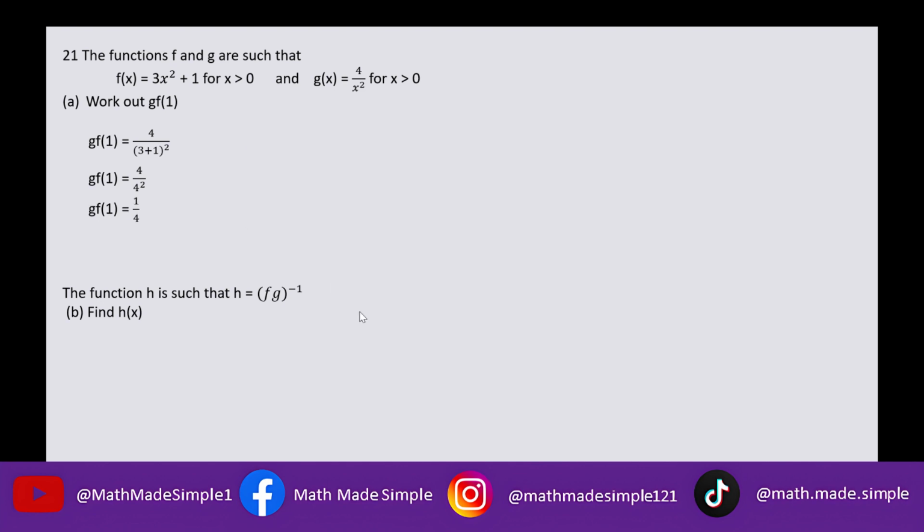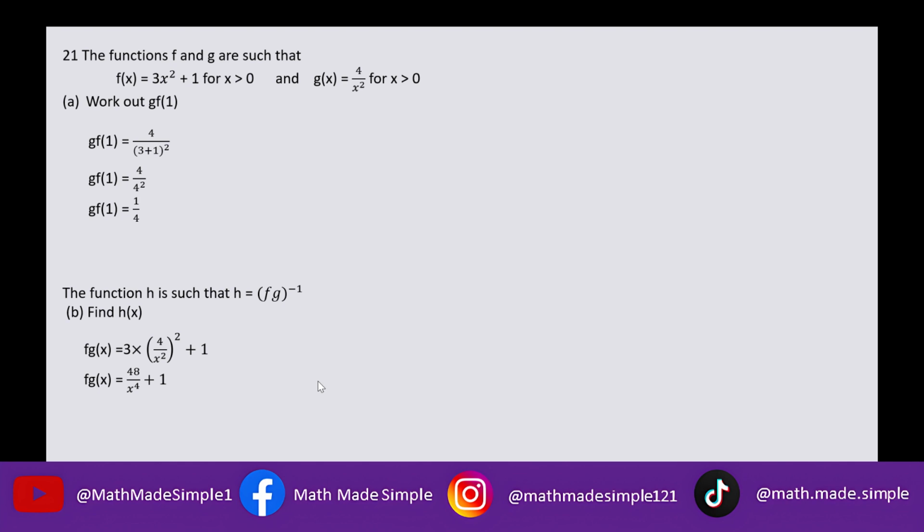Now the function h is such that h is the inverse of fg. Find h of x. So first I need to find fg. As I said before, it's g of x into f. So g of x is 4 over x squared, and I put that into f of x, which is 3x squared plus 1. So that would be 3 times the bracket 4 over x squared, squared, plus 1. So I can simplify that to 48 over x to the 4 plus 1.